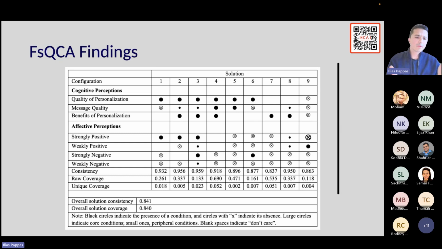When you have a very large sample, it is common to look for patterns. When you have a very small sample, it will be difficult to find patterns, but then it's very common to go back to the cases. Because the tool will tell me for each solution, for each combination of conditions, which cases are included in that. So I know the coverage, so how much of my outcome is explained, but the tool also tells me which cases are included in that solution.